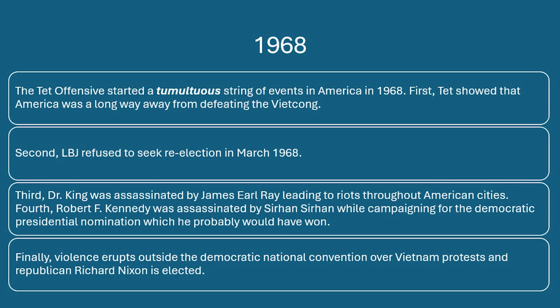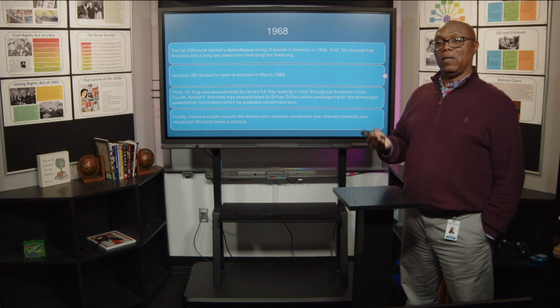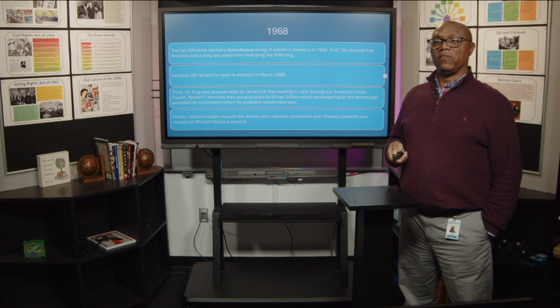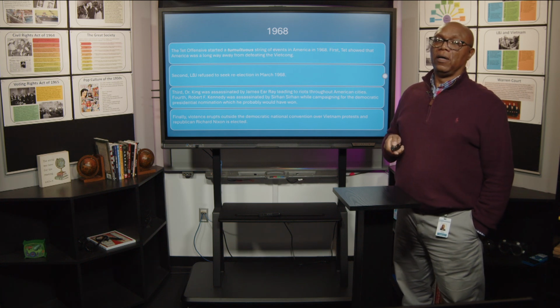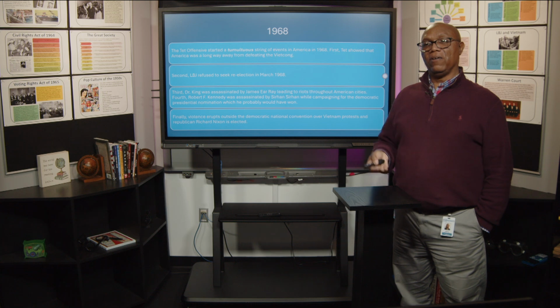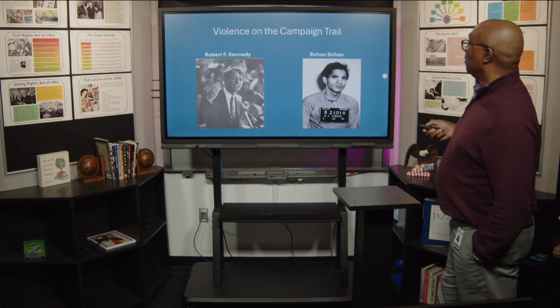Finally, violence erupts outside the Democratic National Convention in 1968 over Vietnam protests, and the Republican Richard Nixon will be elected president of the United States of America, primarily because he is someone that they are familiar with, because he had been the vice president, of course, under Eisenhower. In addition to that, he was promising peace with honor in Vietnam. And that's one of the galvanizing factors that allowed him and a group called the Silent Majority to put him in the White House in 1968.